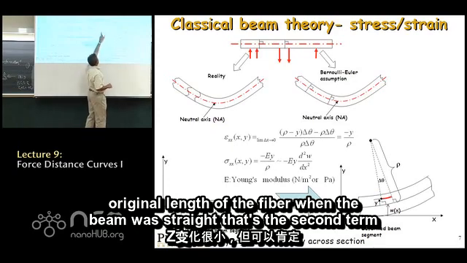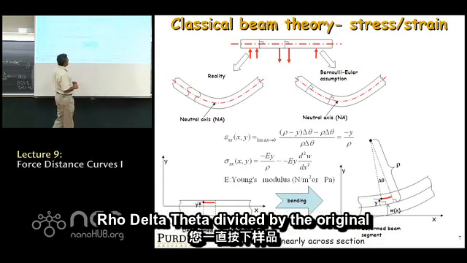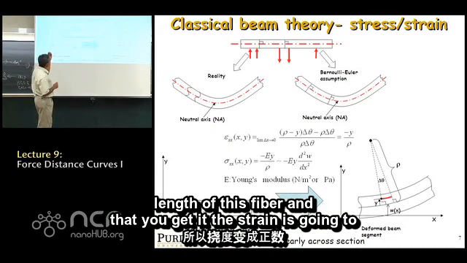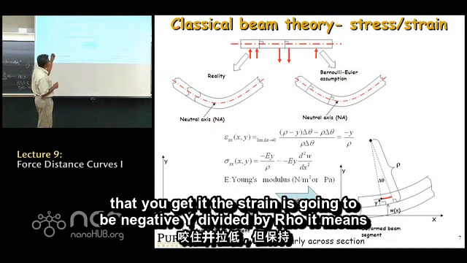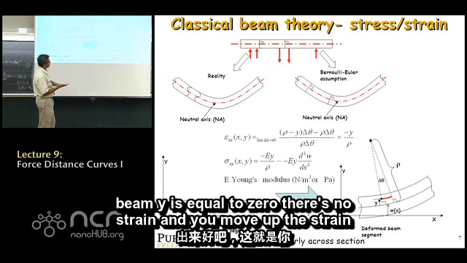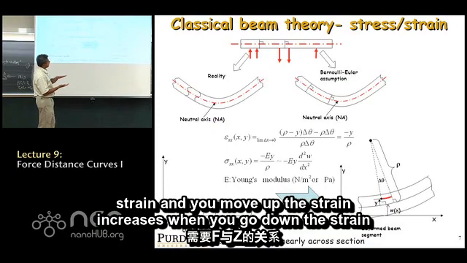That's the second term, rho delta theta, divided by the original length of this fiber. And when you do that, you get the strain is going to be negative y divided by rho. It means that when you're at the center of the beam, y equals 0, there is no strain. And as you move up, the strain increases. When you go down, the strain increases.